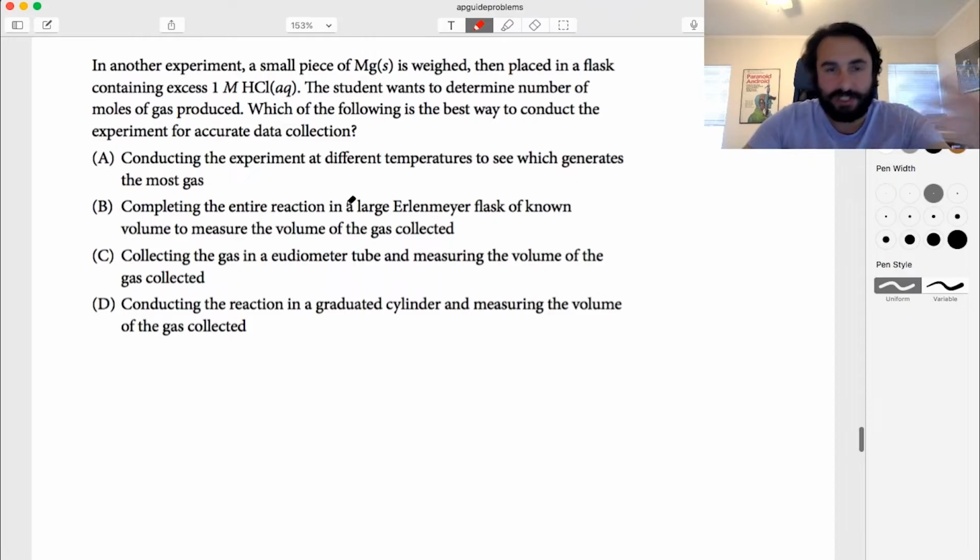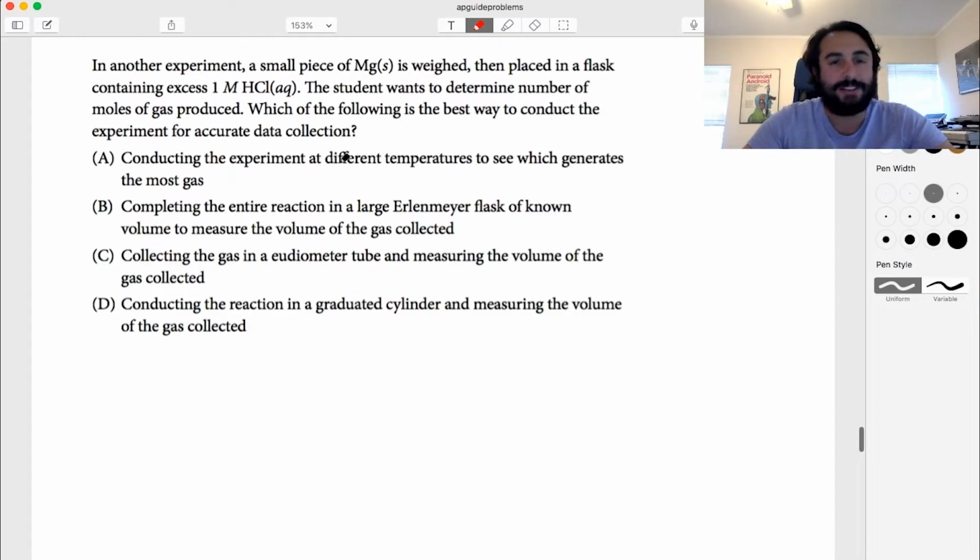So we're doing the same experiment, but we're taking a small piece of magnesium, placing it in a flask containing excess 1 molar hydrochloric acid. Now you want to determine the number of moles of gas produced. We want to get quantitative data about the moles of gas produced. So which is the best way to do this? Which is the best way to get this data?